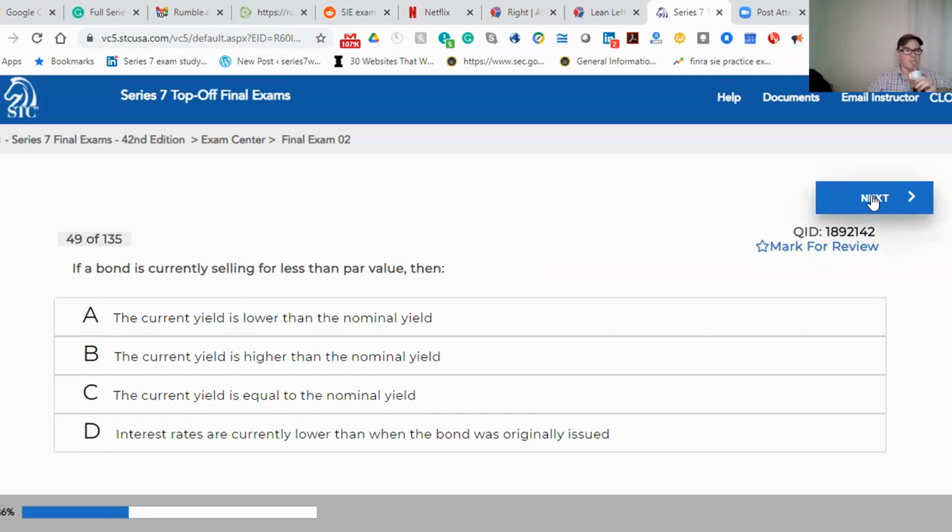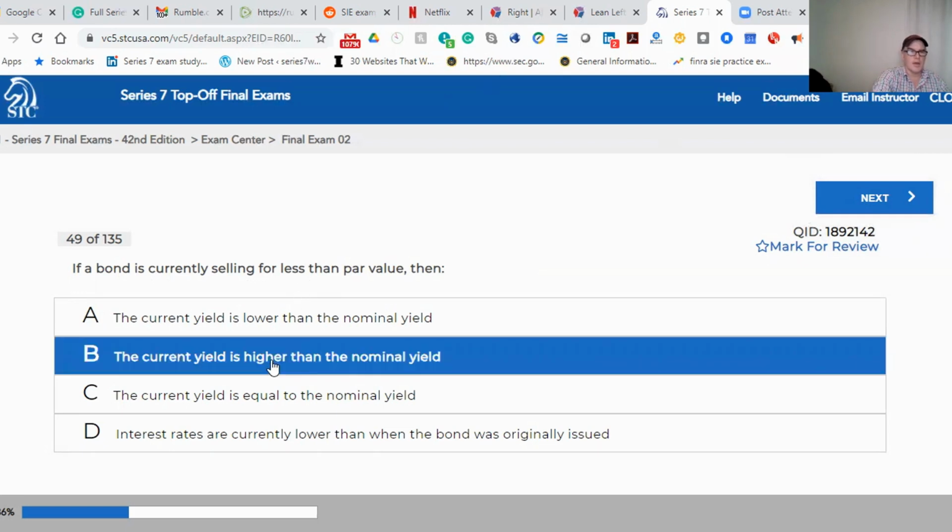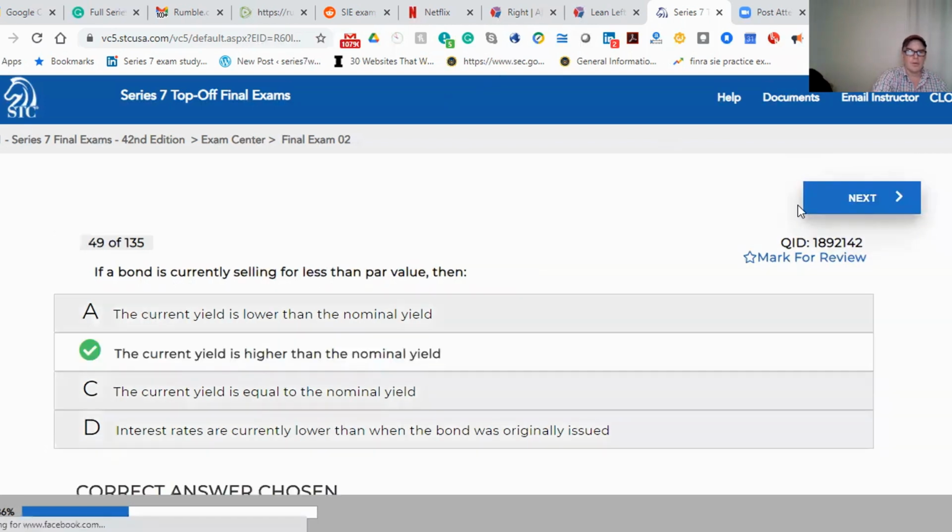Okay, a bond is currently selling for less than par. So if it's below par, it's a discount. So I go coupon, current, yield to maturity, yield to call. So let's start with that one. Current is lower than the nominal. No freaking way. Current is higher than the nominal. Yeah, that's the answer, but always read the rest. Current is equal. No. And interest rates are currently lower than when the bond was issued. No, because if it's a discount, the rates went up. So I'm going to go with current yield is higher than the nominal. Okay, good.